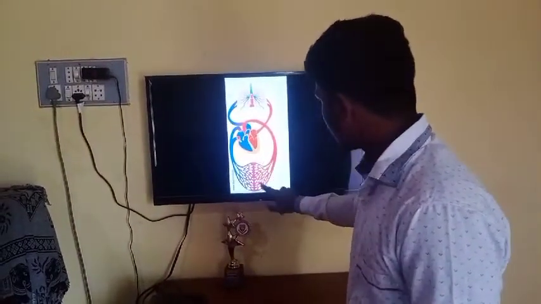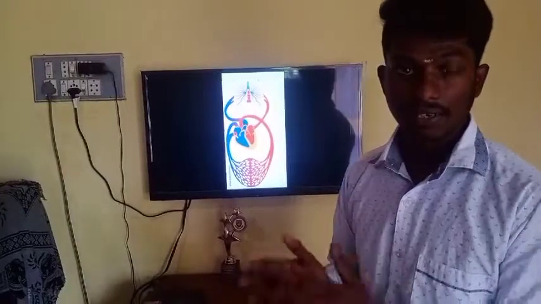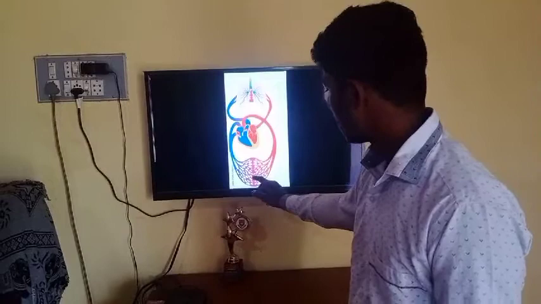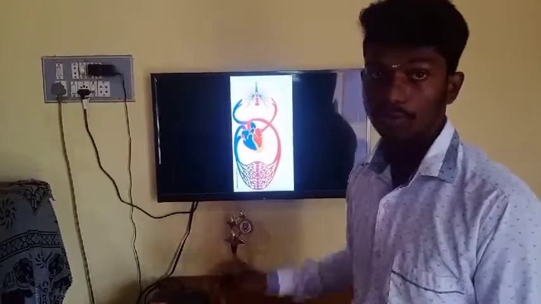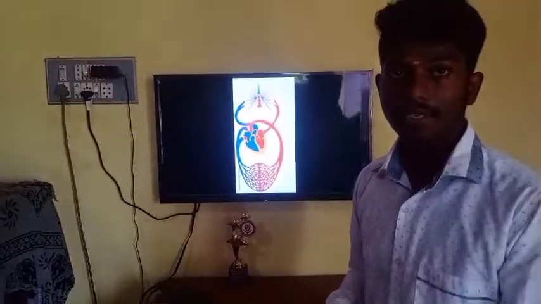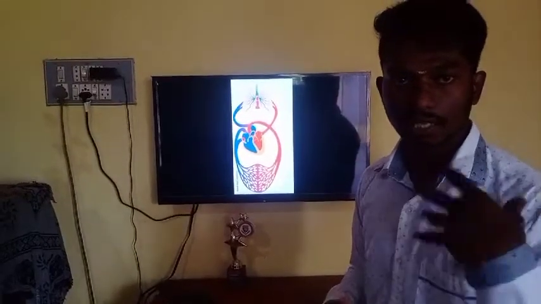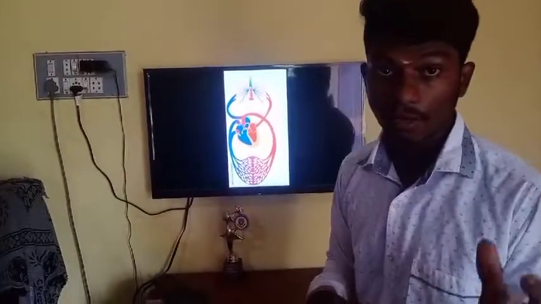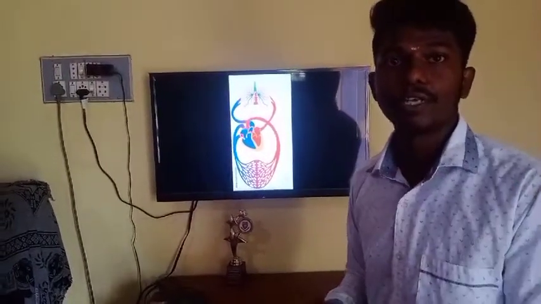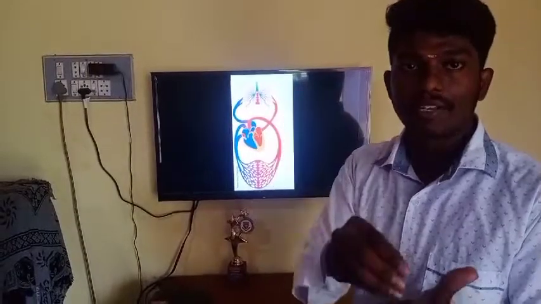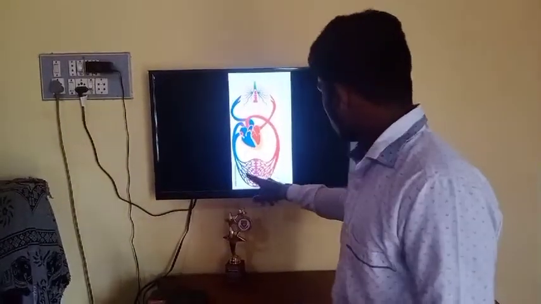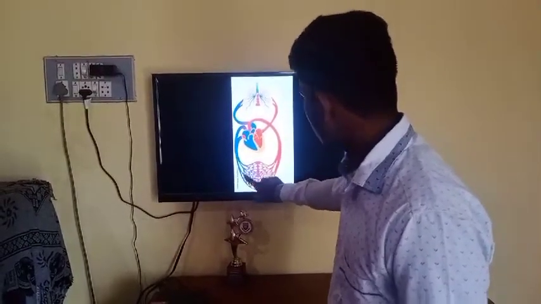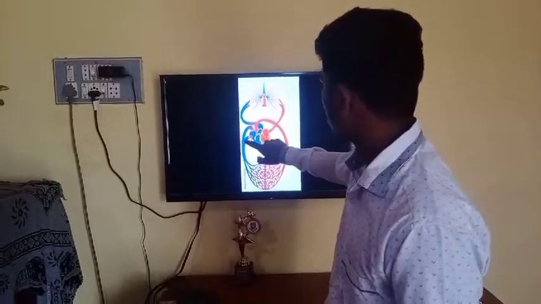Here the organs take the necessary, means required, minerals and oxygen from these arteries and liberate the CO2, which is carbon dioxide, which is exhaled from our body, a waste product in our body. The CO2 is carried by the plasma. Plasma is nothing but a watery fluid in which the cells are submerged. The plasma carries the deoxygenated blood, carbon dioxide, to the heart.